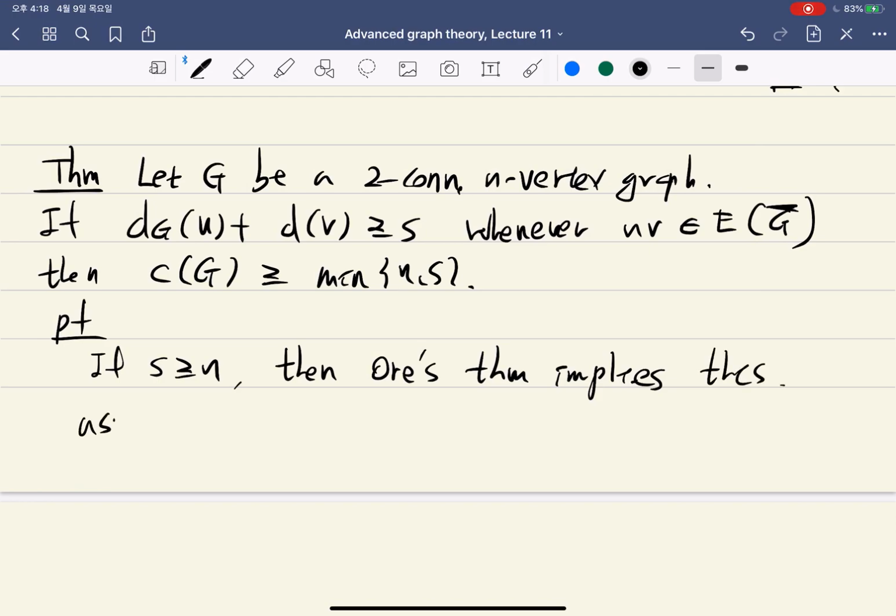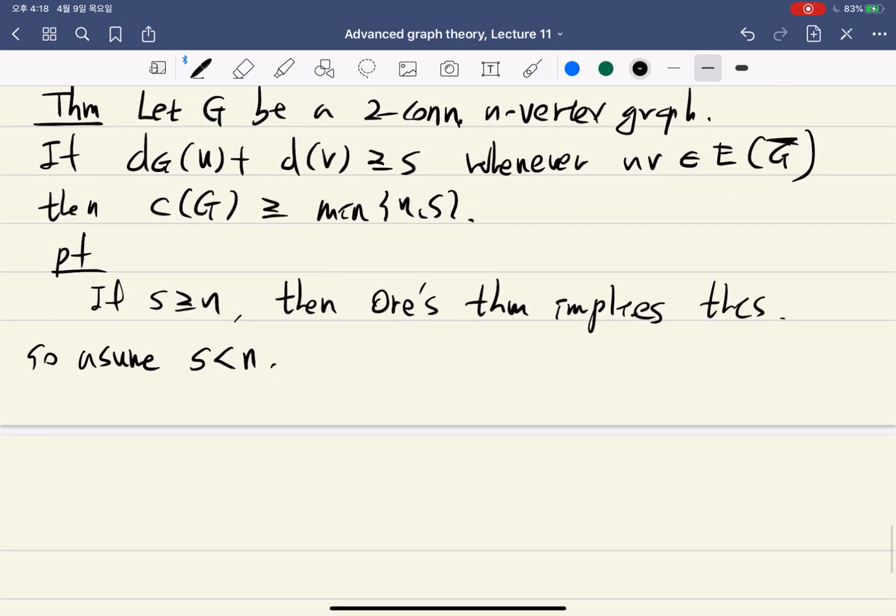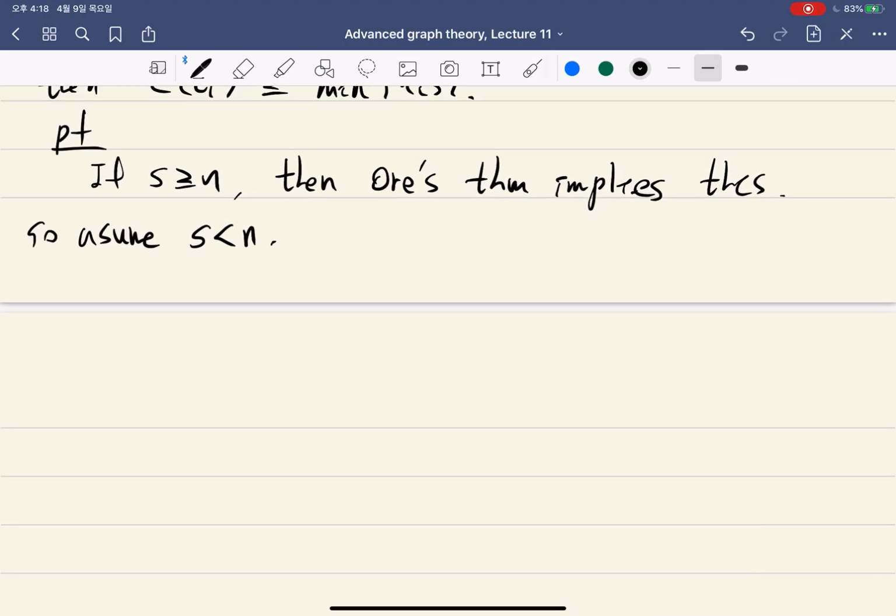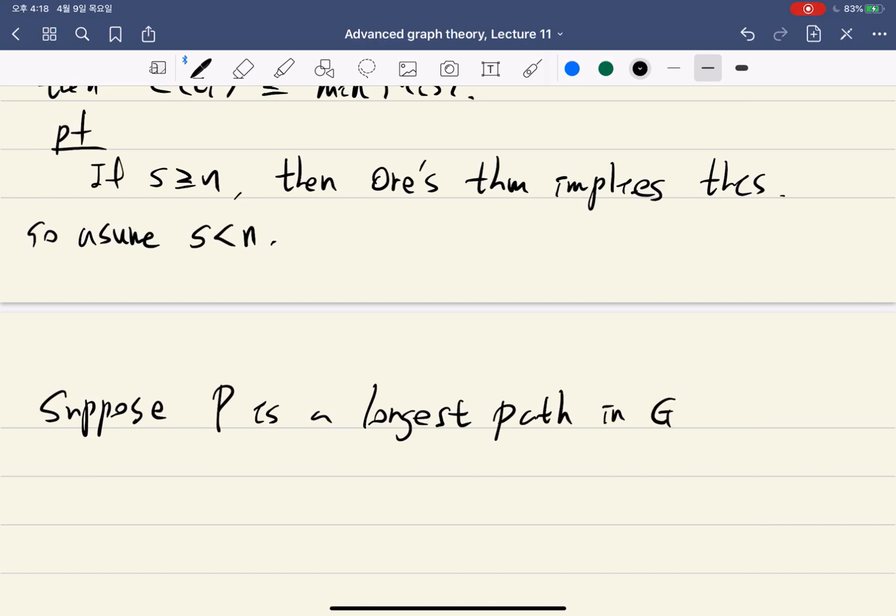So assume S is strictly smaller than N, and suppose P is a longest path in G with endpoints X and Y.